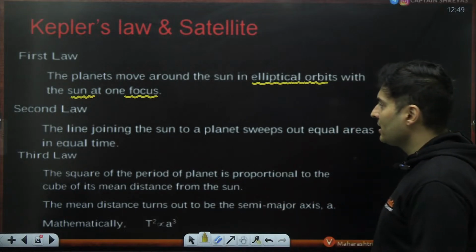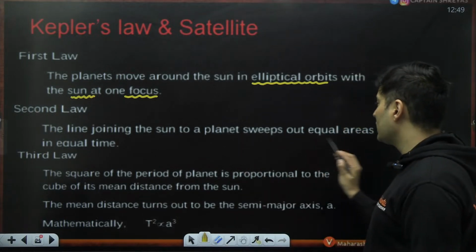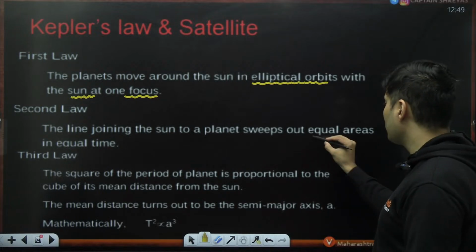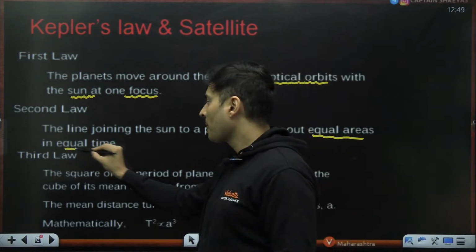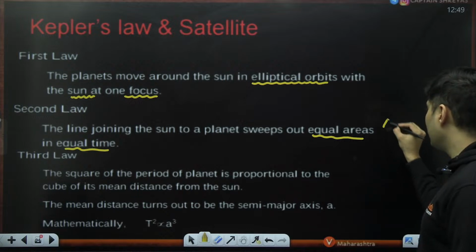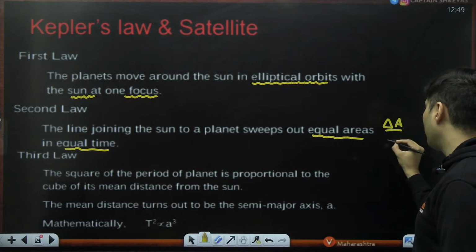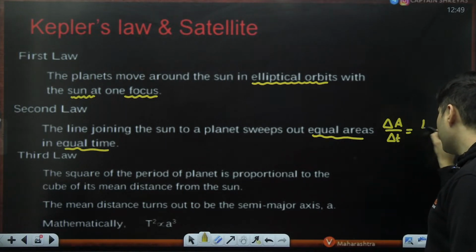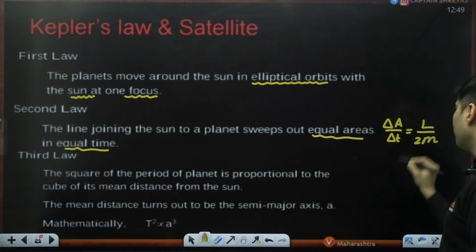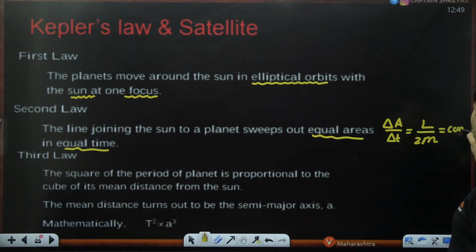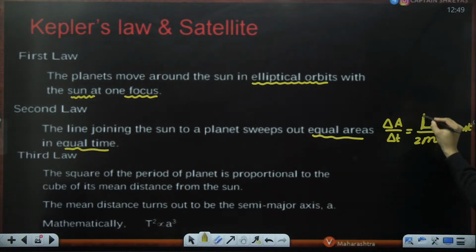The second law is the line joining the sun to the planet sweeps out equal areas in equal times. So law of areas. And it is also said that the areal velocity, the area swept per unit time, is angular momentum by 2 times m. This is going to be constant because angular momentum is conserved. This L is your angular momentum.